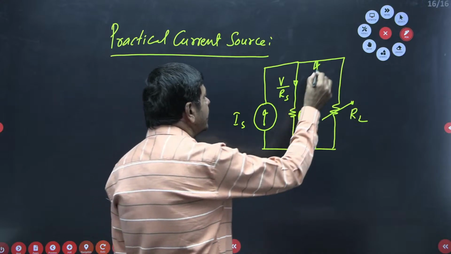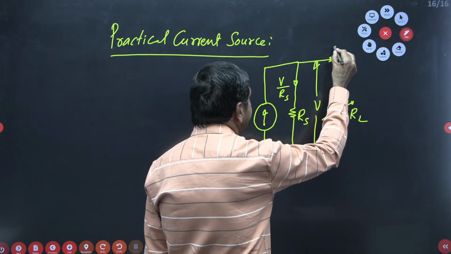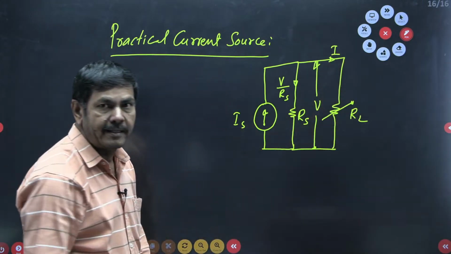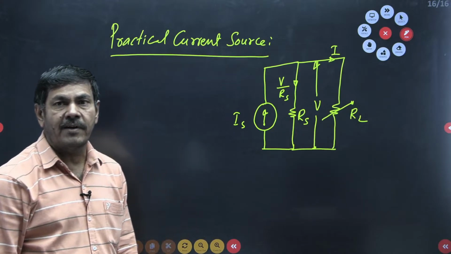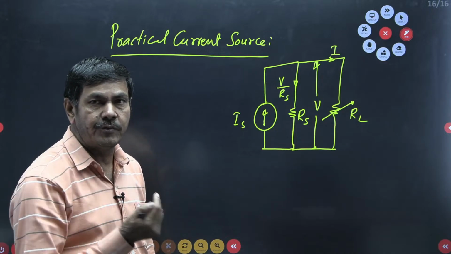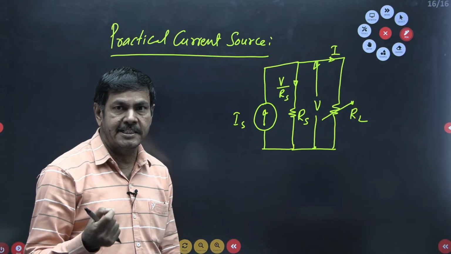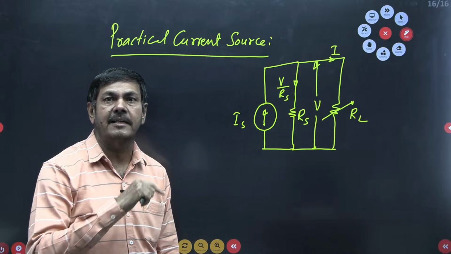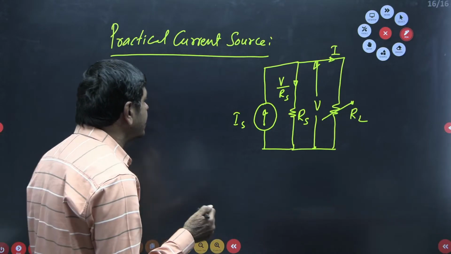And I wish to take this current as I. In the ideal current source, we find the current the same. It is constant and doesn't have any variation. Even if you change the load voltage, the current remains the same. But in this case, what happens?